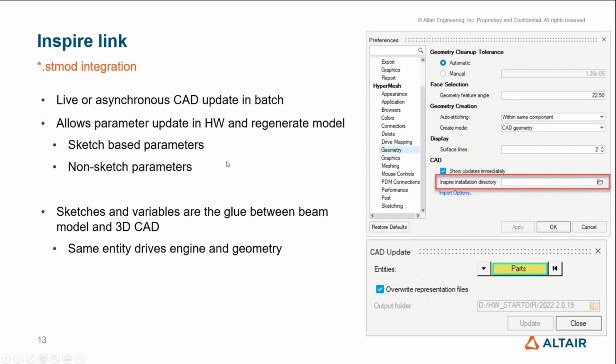And the moment you update a parameter, it might be live if you turn this option on, or it might be asynchronous if you go to CAD update only. It will actually update the geometry in batch and will replace the representation of your geometry in HyperWorks by the new updated one. So the main interest here is to use a sketch and variable as the main glue between the 3D CAD and our 1D modeling, because the same sketch entity here will drive both the geometry representation as well as the engine.